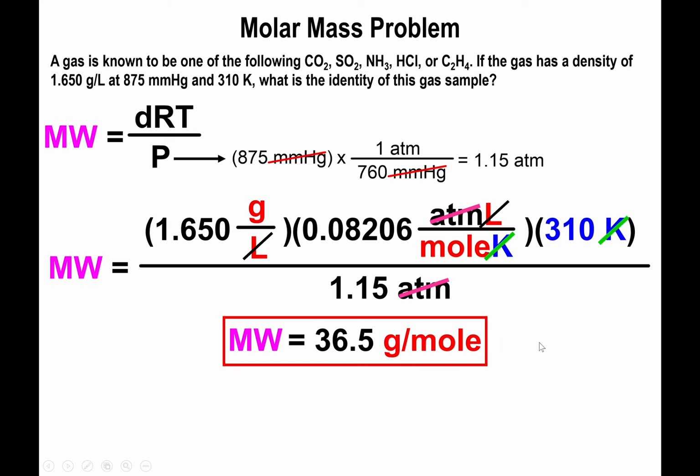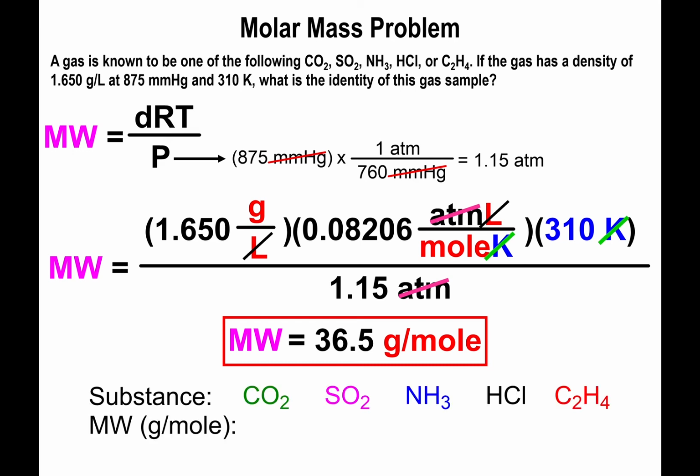Alright, so we got the molar weight. Now we need to look at all the possibilities of the gases that we could possibly have: CO2, SO2, NH3, HCl, C2H4. You have to manually calculate the molar weights of each one of those gases. If you do that, you'll find that CO2 is 44, SO2 is 64, 17 for NH3, 36.5 for HCl, and 28.1 for C2H4. Here it is not even a question. You know right away the gas has to be hydrogen chloride because the molar weights match up exactly.